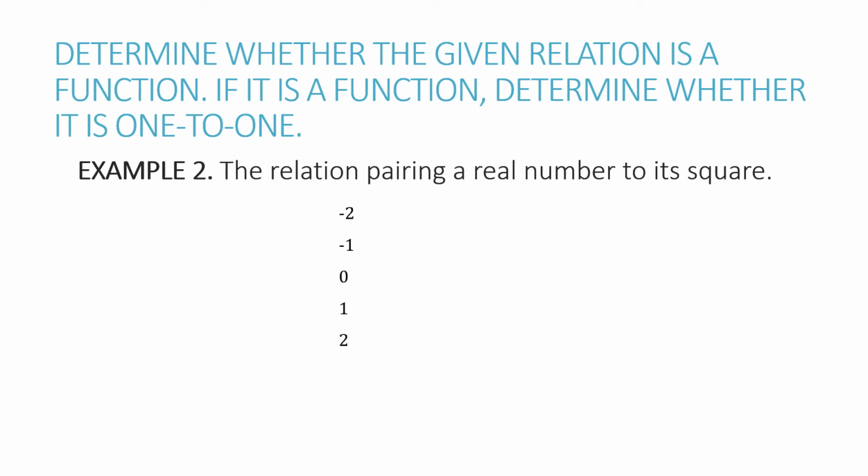Example 2. The relation pairing a real number to its square. So let's say I have these numbers: negative 2, negative 1, 0, 1, and 2. If I square them or I multiply them to themselves, I'll be having 0, 1, and 4. Because negative 2 times negative 2 is positive 4. Negative 1 times negative 1 is positive 1. 0 times 0 is 0. 1 times 1 is 1. And 2 times 2 is 4.